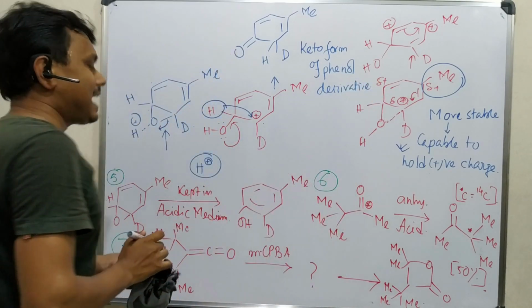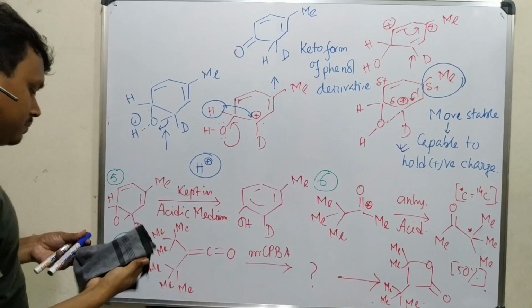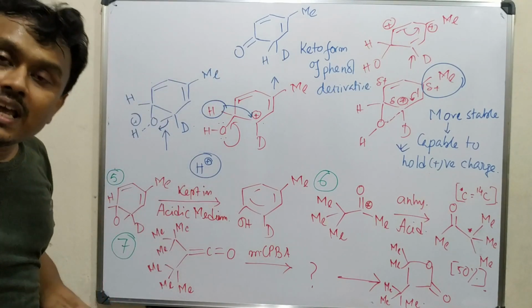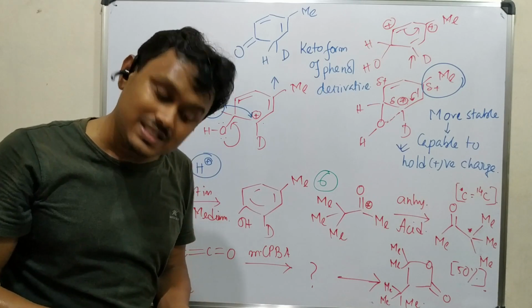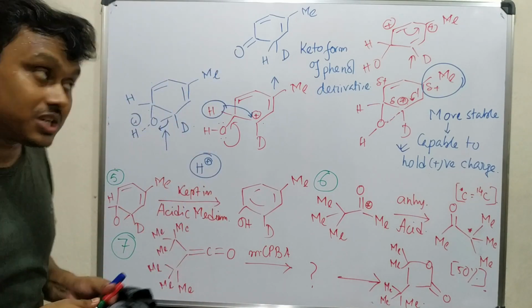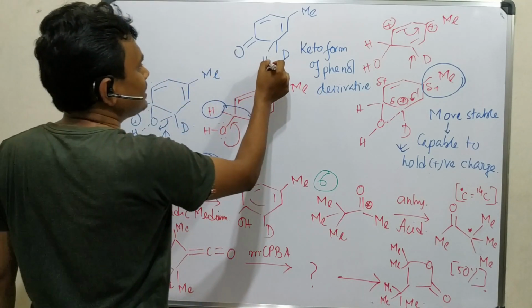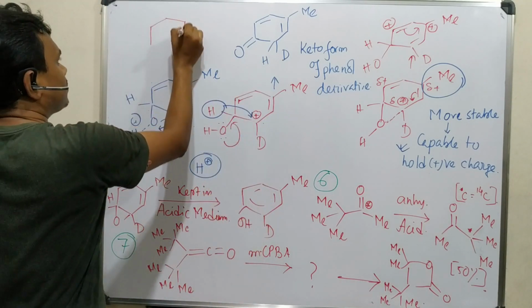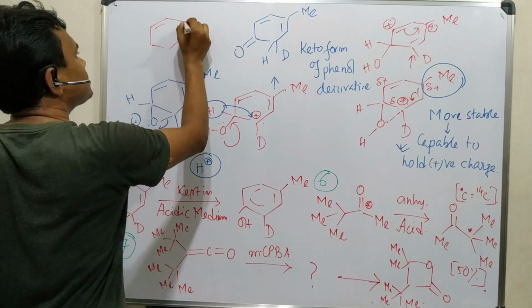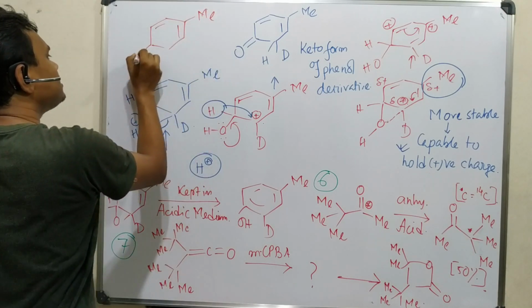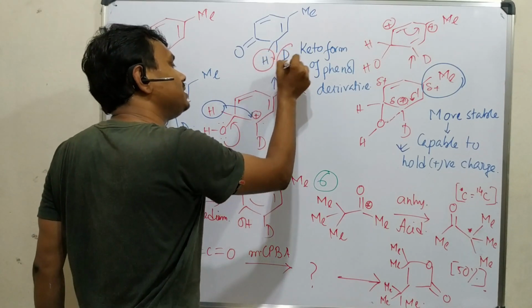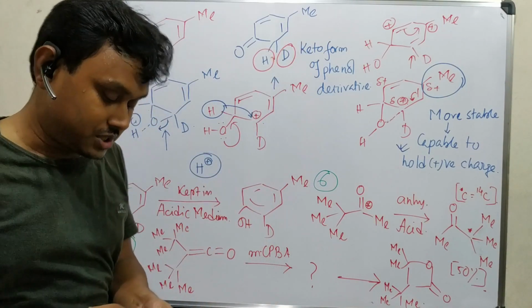So we know that phenol prefers to remain in the enol form. Why? Because in the enol form it has greater resonance stabilization, meaning aromatic stabilization. Consequently, it will undergo enolization. Now this is methyl, this is the enol O. Now the question is which will migrate, this H or D? That is the important question.